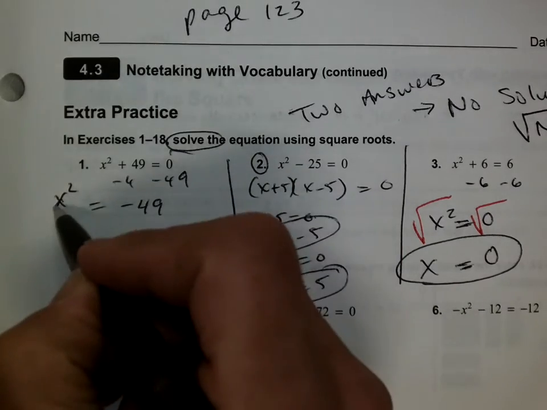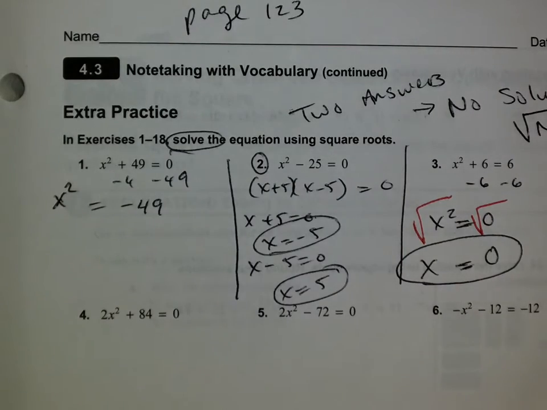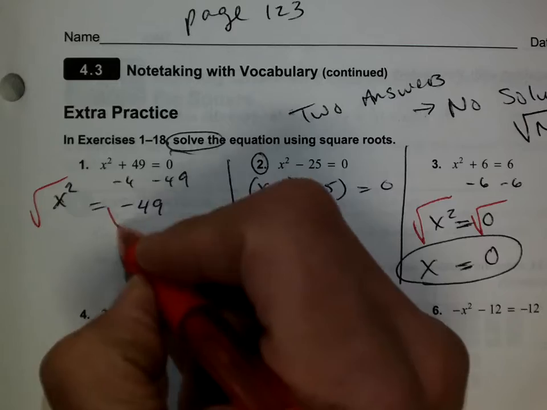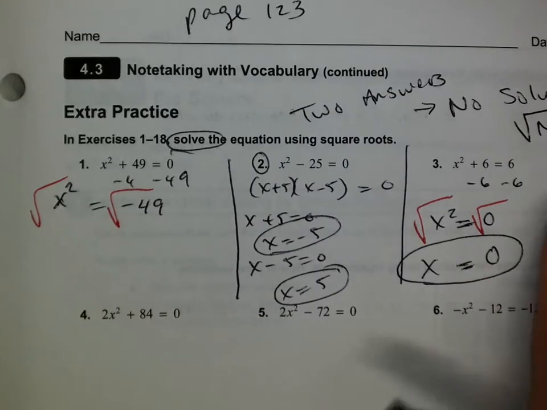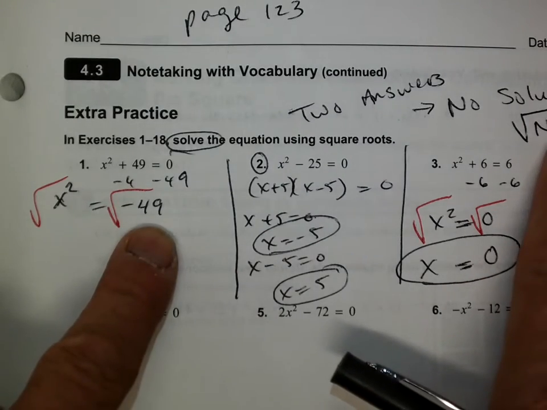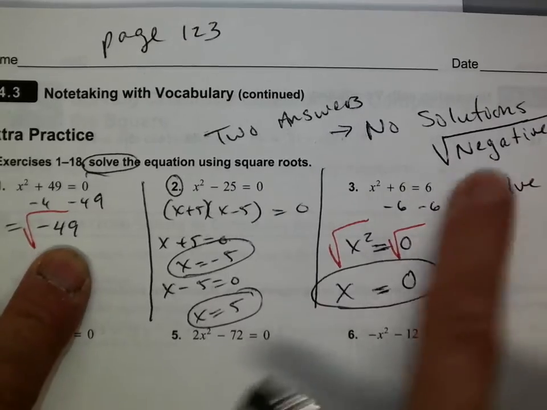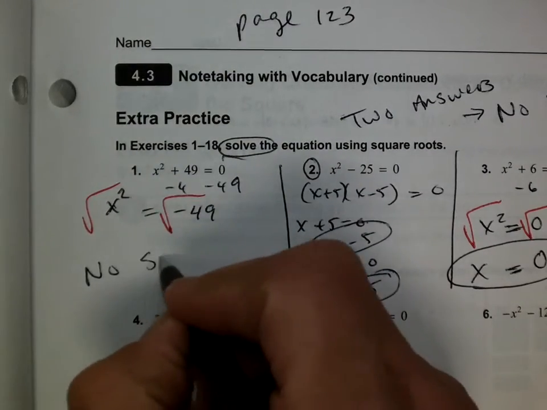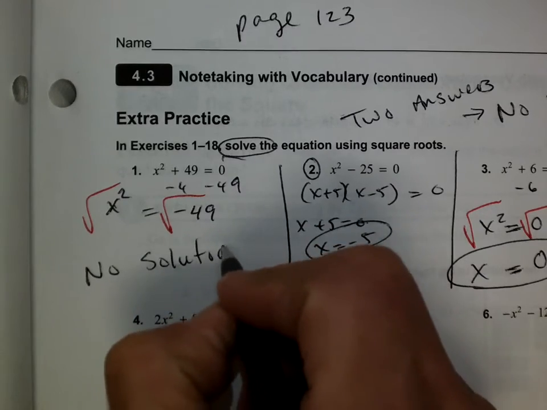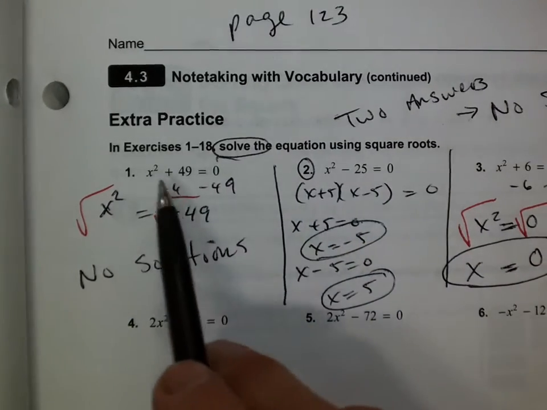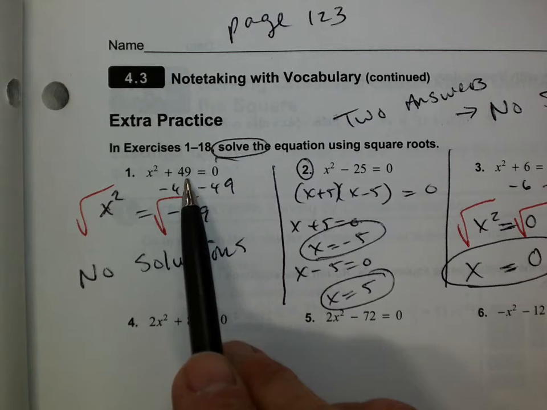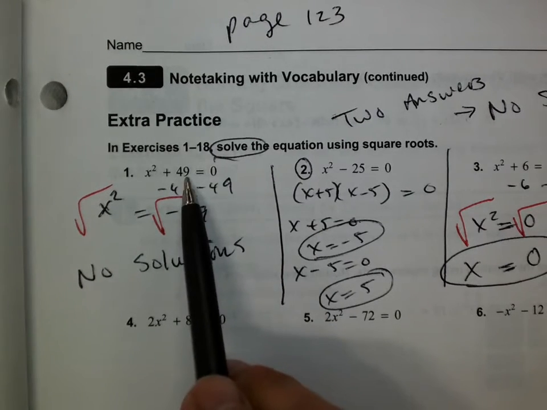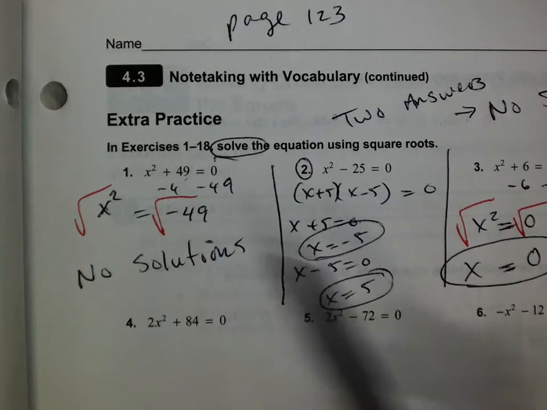To get rid of the square from x squared, we're going to square root it. Okay, here's our problem. If you have a negative, you can't have a negative square root, okay? So we're going to say there are no solutions. Not only that, but if I think about this graph, it's a parabola that starts way up at 49 and goes up. It's never going to cross the x-axis. I mean, think about that, right? It starts at 49, goes up, it'll never cross.